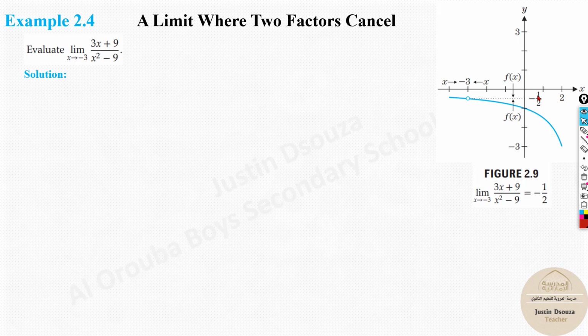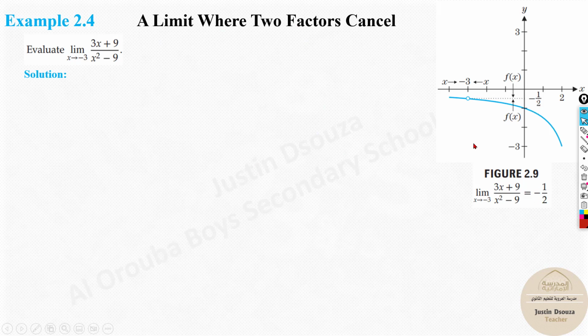The graph won't be given. This is just for your understanding, but you do not need the graph. But if you have the graph, you can see from here and here, they're approaching towards the same point. The value is negative half.